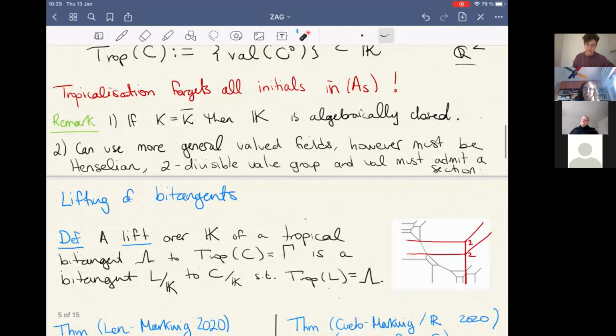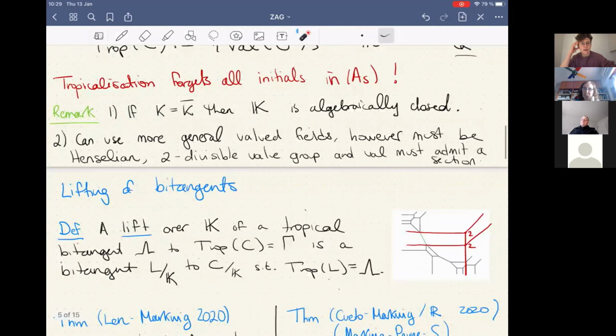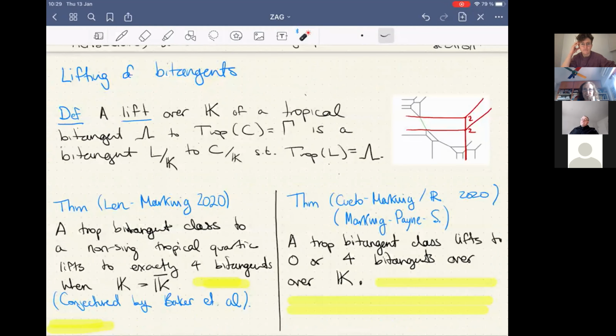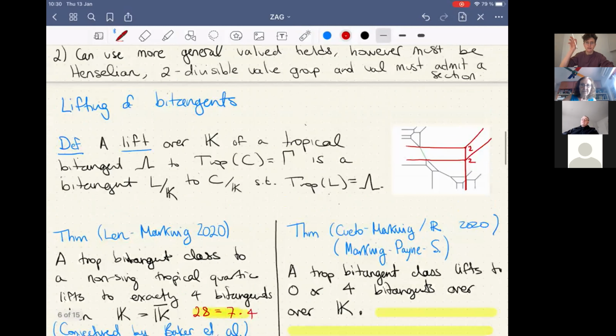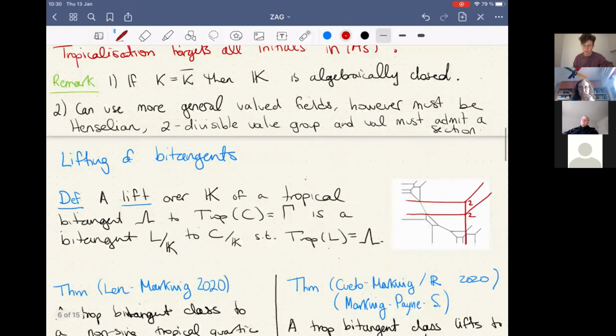So this is summed up for every bitangent class by a theorem of Len and Markwig, which says that a tropical bitangent class, of which there are always 7, right, by the theorem of Baker and co-authors, a tropical bitangent class to a non-singular tropical quartic lifts to exactly 4 bitangents when your field of Puiseux series is algebraically closed. So this is nice because, right, 28 is equal to 7 times 4. So that means that we can account for all of the 28 bitangents over an algebraically closed field. They come packaged in groups of 4, and each of those groups of 4 lands in a bitangent class of the tropical curve.